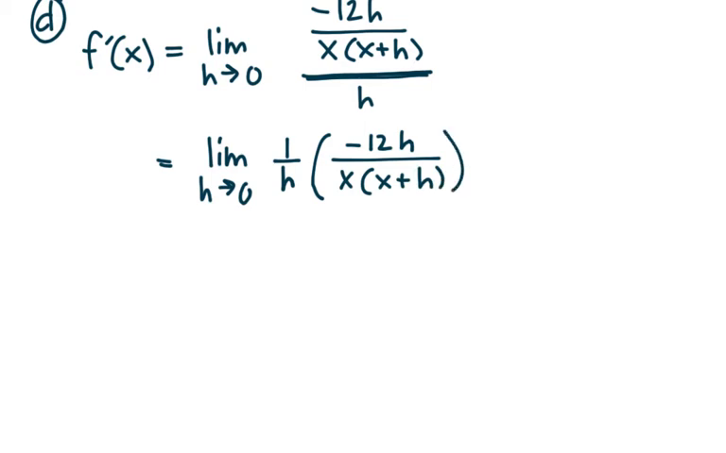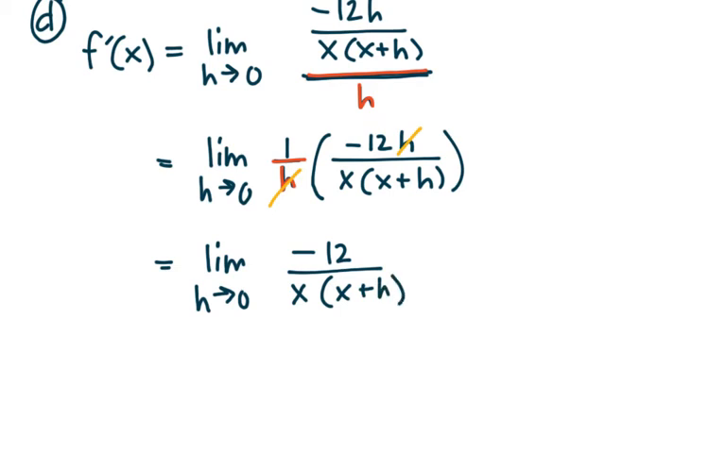So dividing by h is the same as just putting times 1 over h in the front. Just to think about it, dividing by 2 is cutting something in half, and multiplying by 1/2 would cut something into 2 pieces as well. So at this point you see h in the denominator and h in the numerator, and that cancels. We have the limit as h approaches 0 of negative 12 over x times x plus h.